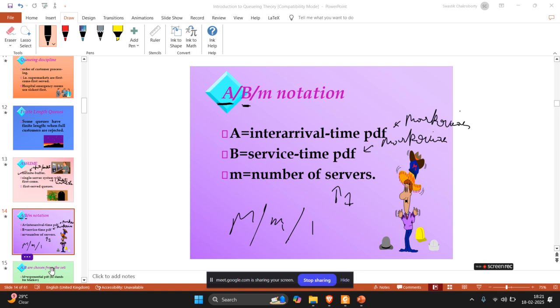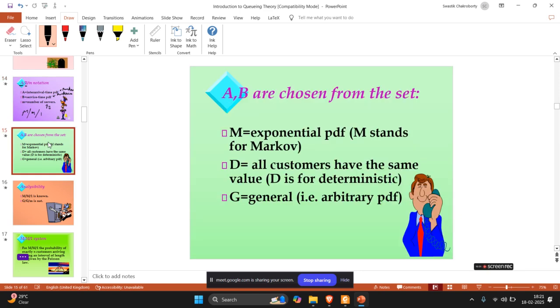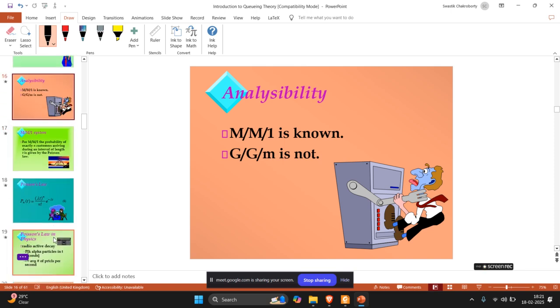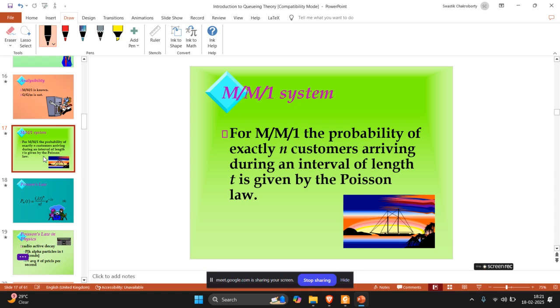So here A and B are chosen like this. If A is Markovian, that is, the inter-arrival time is Markovian, then the PDF it follows is exponential. And if the inter-arrival time does not have any randomness, it is deterministic, then it is D. And if it is neither Markovian nor deterministic, then it is denoted by G. M/M/1 is a known system. So the M/M/1 system.